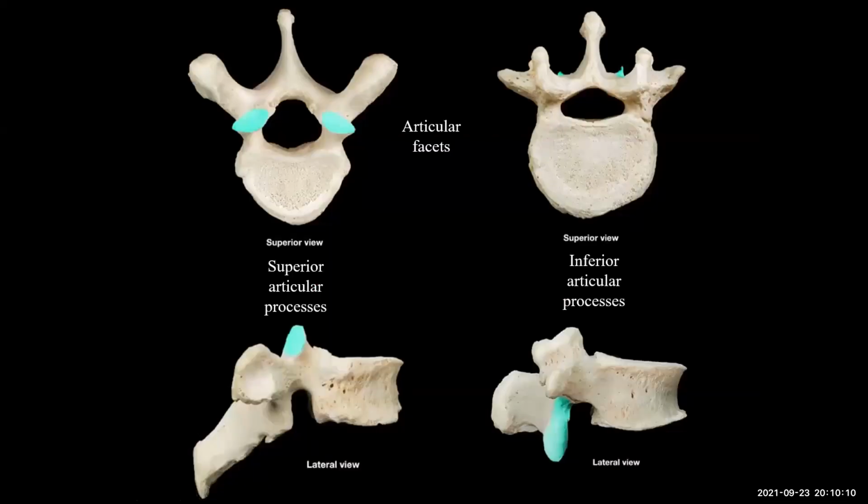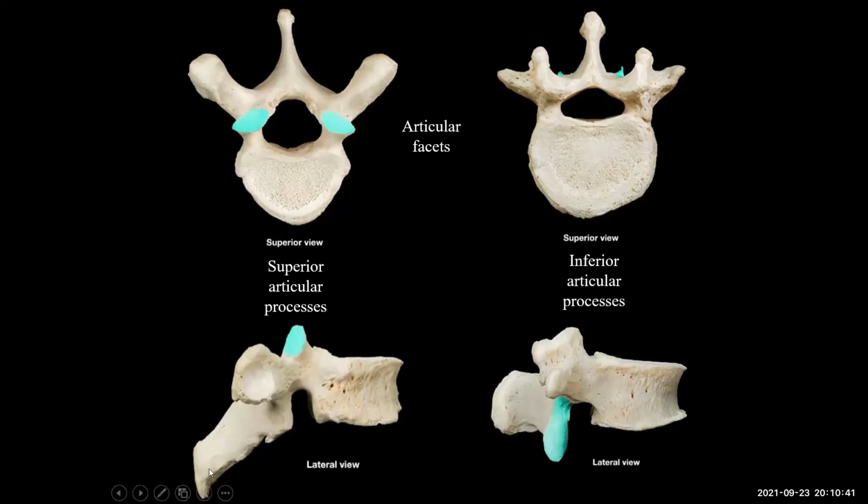Okay, so that brings me into the articular facets, and the superior and inferior articular processes. So we all know what a process is. It's a projection of bone. We saw it in the temporal bone. We saw the zygomatic process that came off the temporal bone that helped to make the zygomatic arch. It's this projection of bone that comes off the main bone.